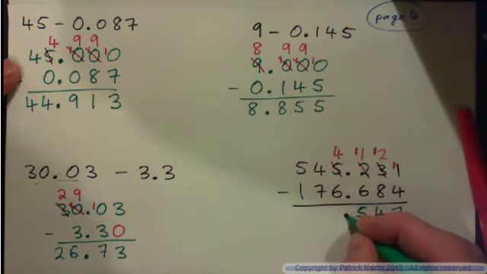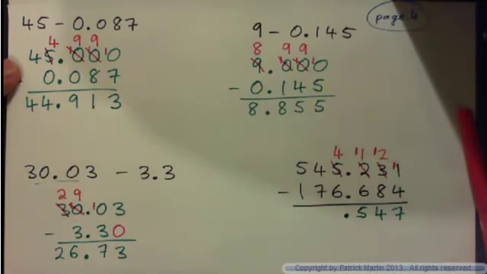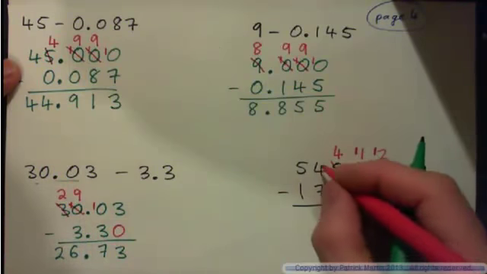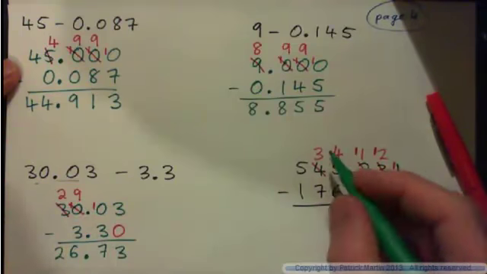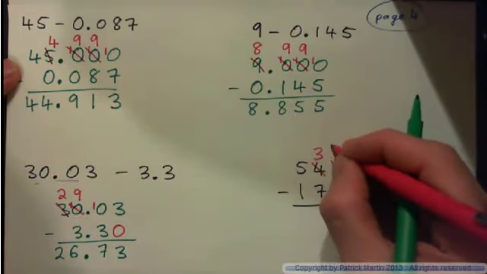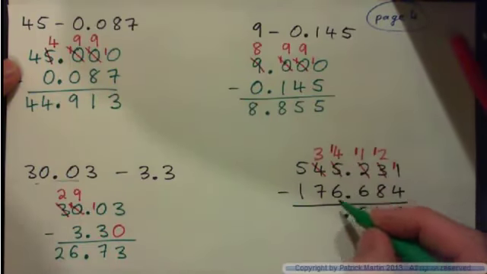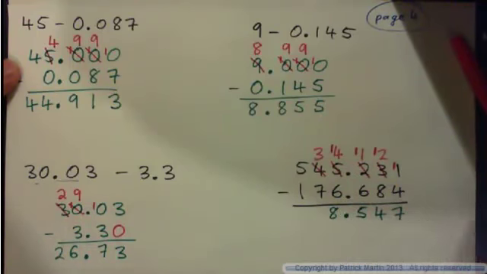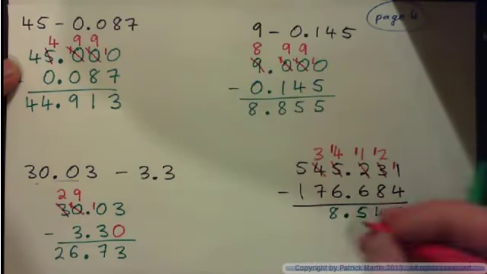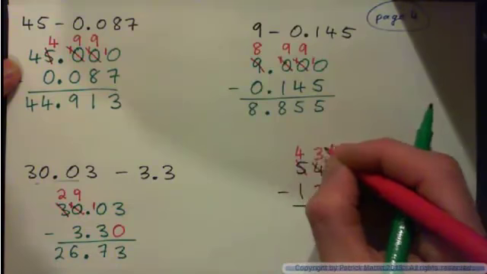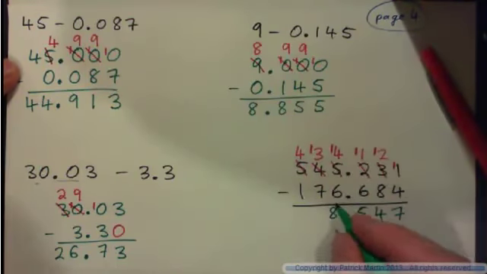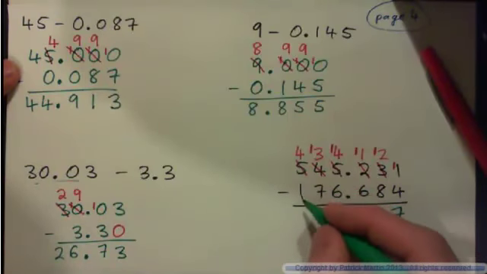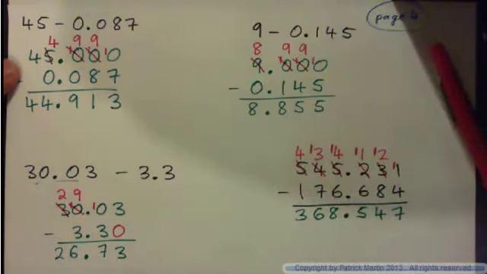Decimal points underneath each other, like that. 4 minus 6 isn't going to work. Got to borrow from this 4, it becomes a 3, right? And the 1 comes over here to make that 14. 14 minus 6 is 8. 3 minus 7 isn't going to work. Got to borrow from the 5, that becomes a 4, and a 1 comes over here. A 10 comes over here for this unit, so 13 minus 7 is 6, right? And 4 minus 1 is 3.